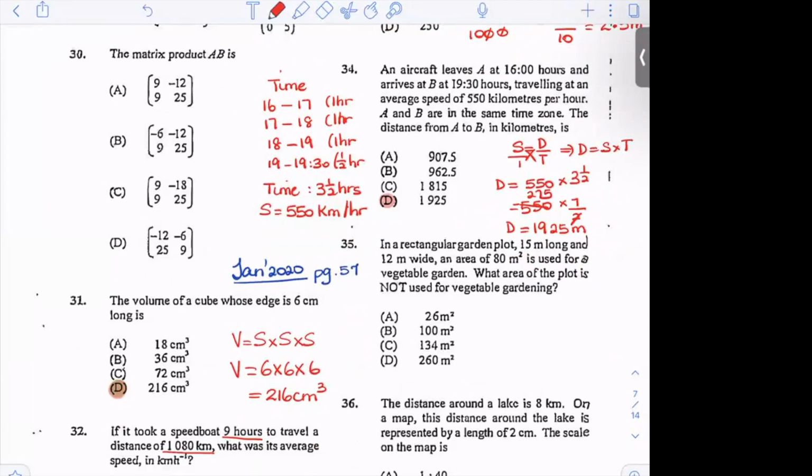We did this one as well yesterday with the vegetable garden plot. The length is 15, the width is 12. Part is used for vegetables, which is 80 meters squared. So the area, 15 by 12, is 180. So if 80 is used for vegetables, 180 minus 80, which is 100, will be used for fruits. Take down what you need on the screen.